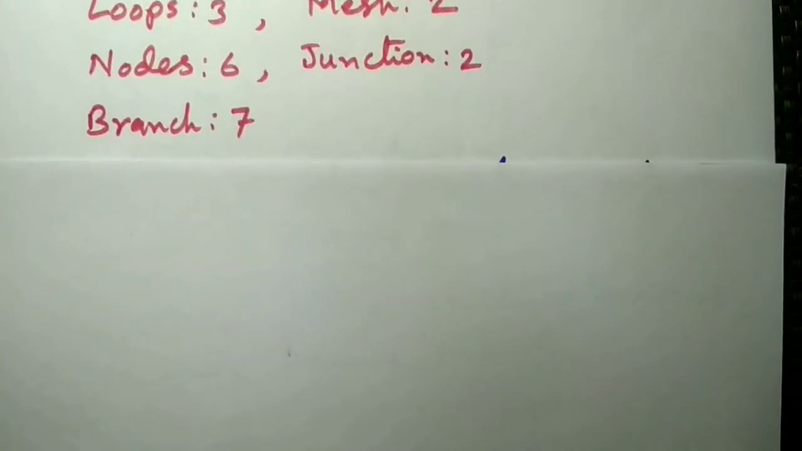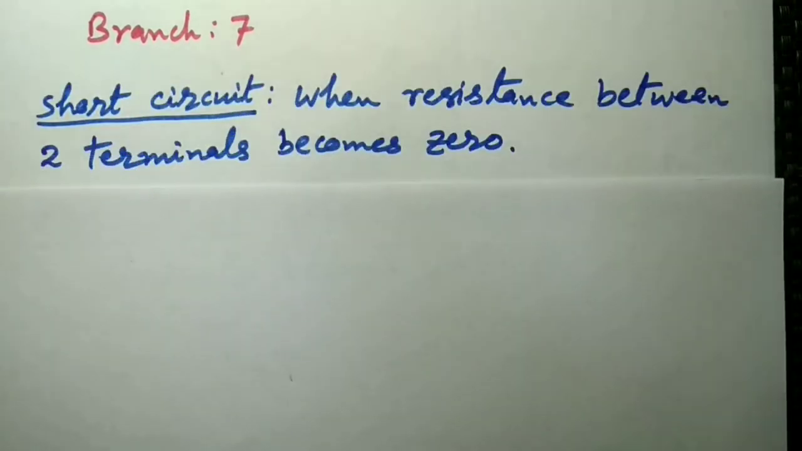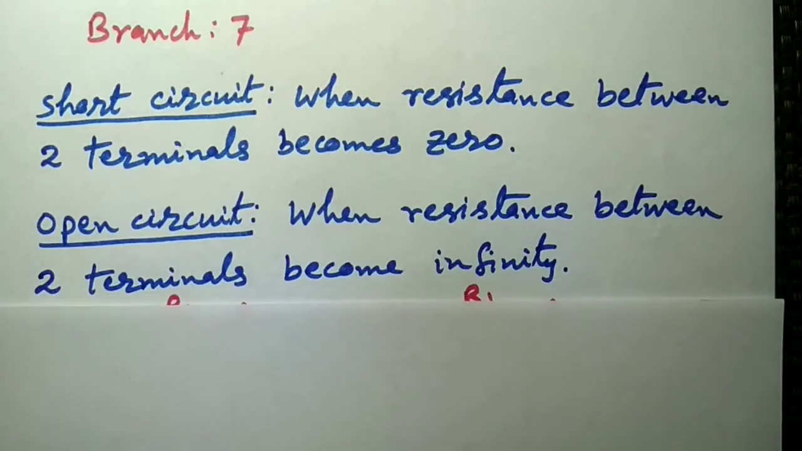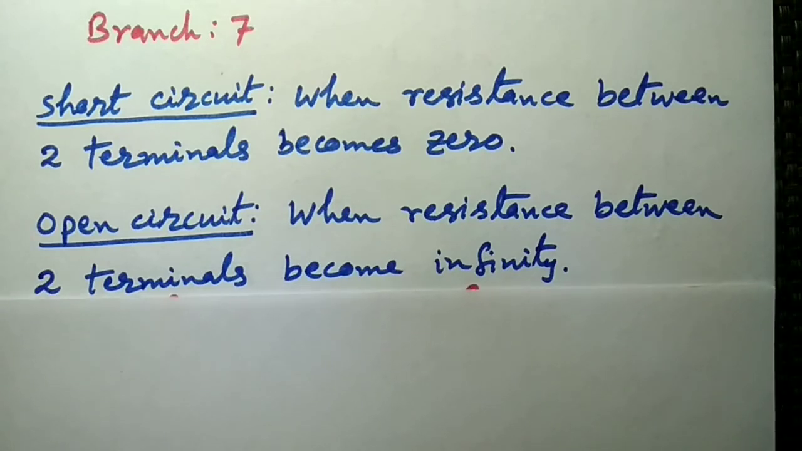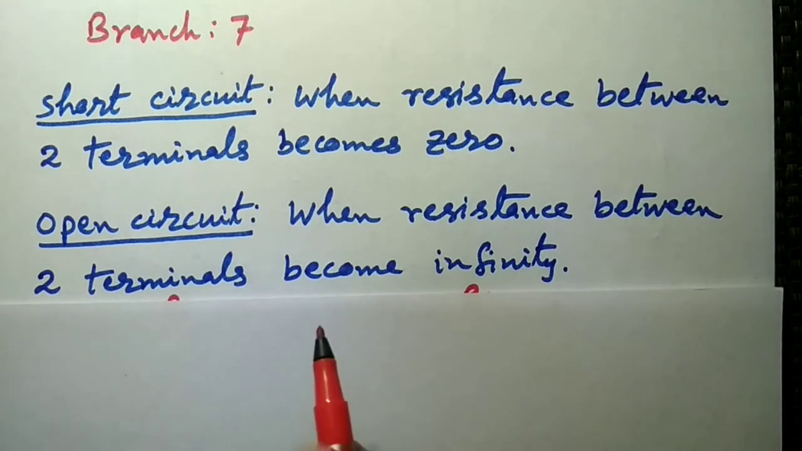Now we have to know some more definitions that will be useful for our circuit analysis, and these are short circuit and open circuit. So what does short circuit mean? A short circuit is when the resistance between 2 terminals becomes 0. And similarly, when the resistance between two terminals becomes infinity, it is considered the open circuit condition.